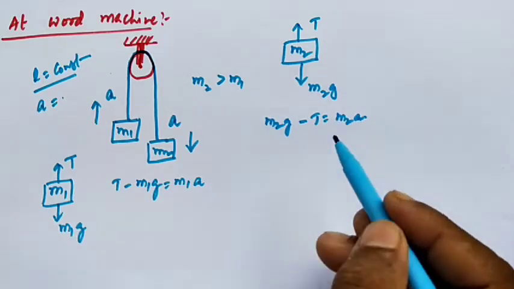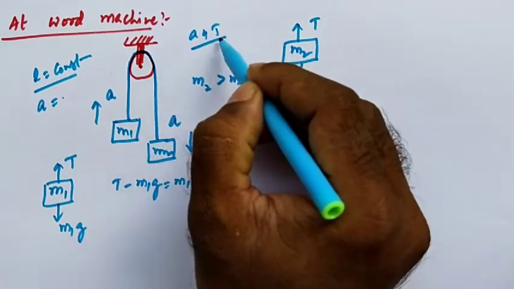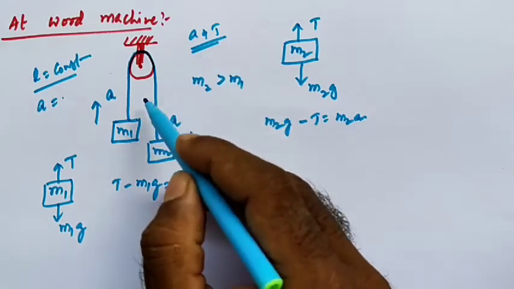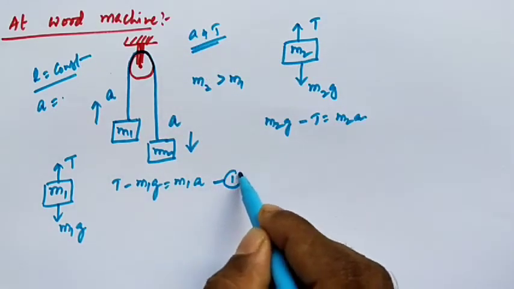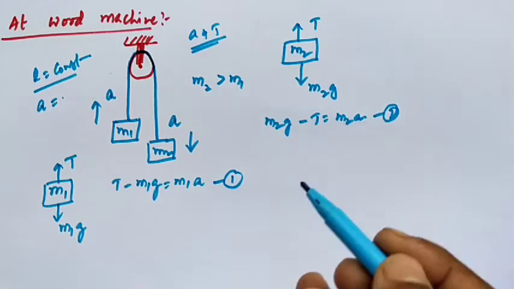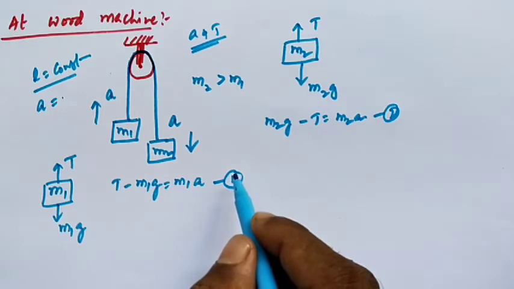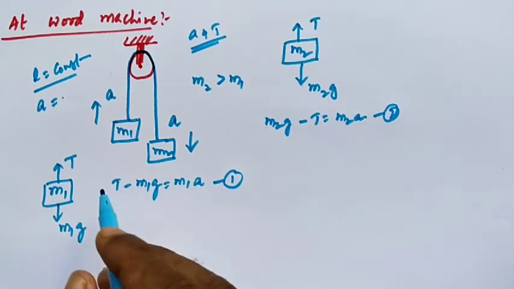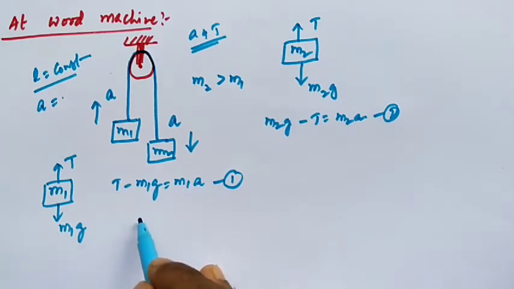We got two equations. We need to solve for a and T. We are going to calculate a, the acceleration of the system, and the tension in the string. To calculate two things, we require two equations, and we got them. Let us solve for tension first. That means we need to eliminate a from the equations.